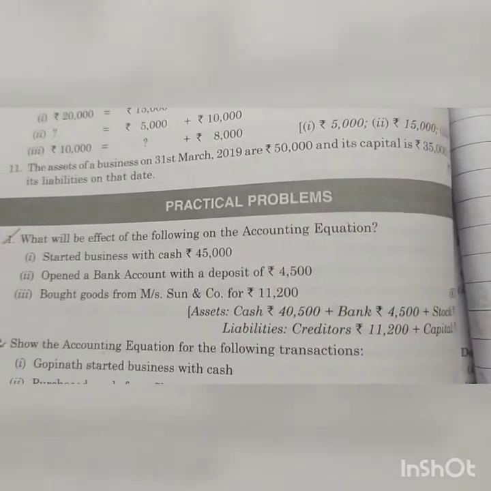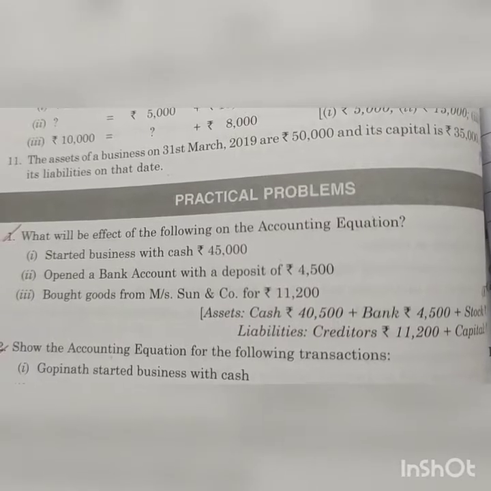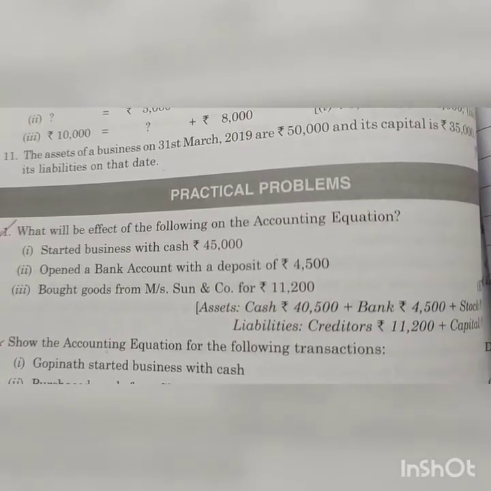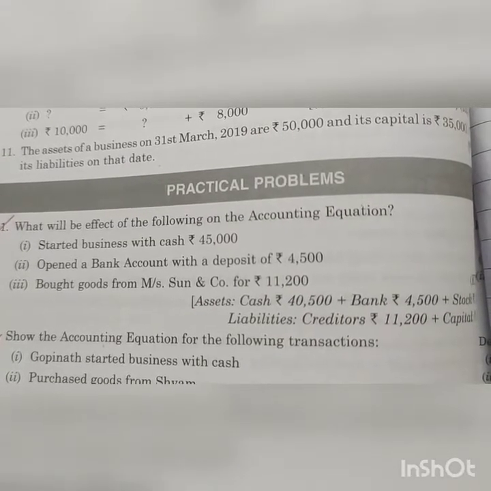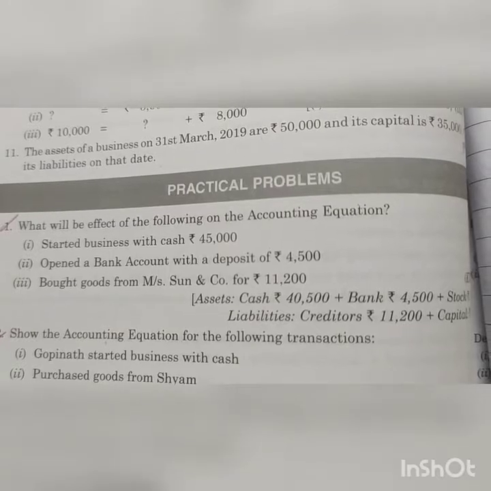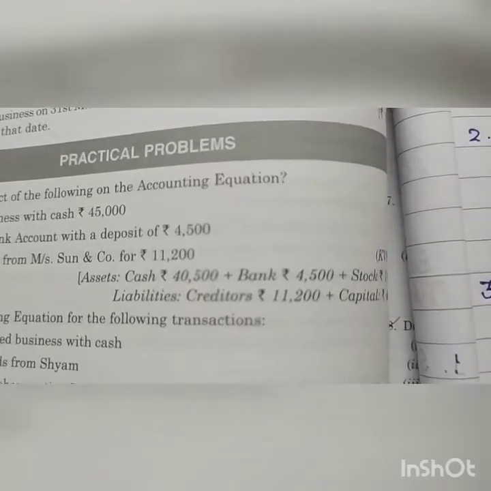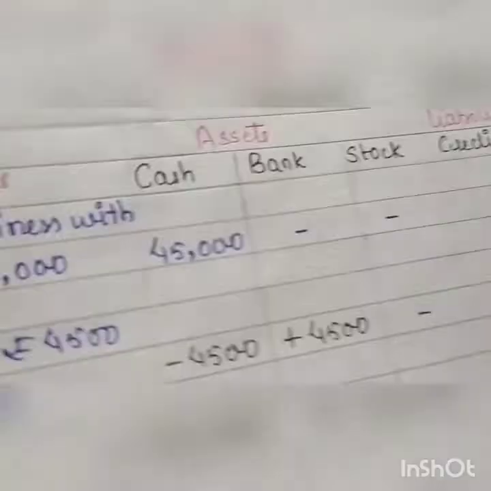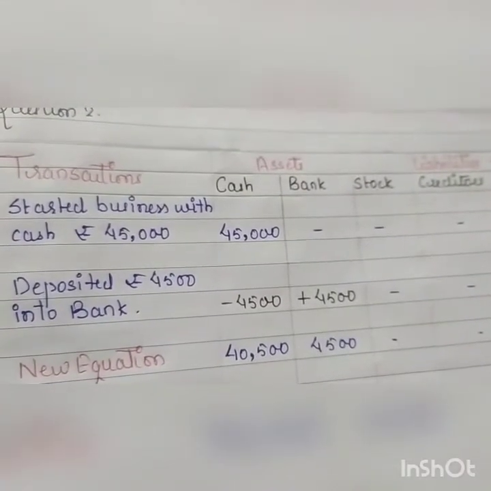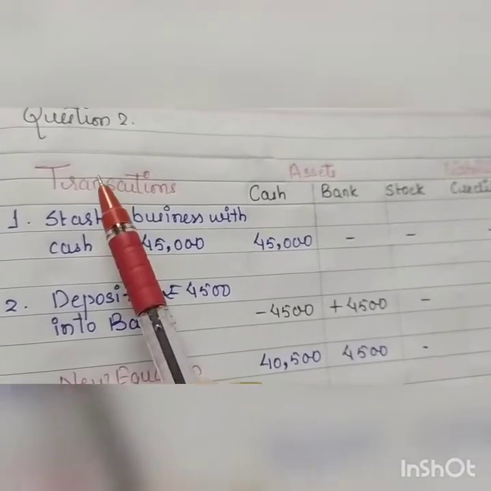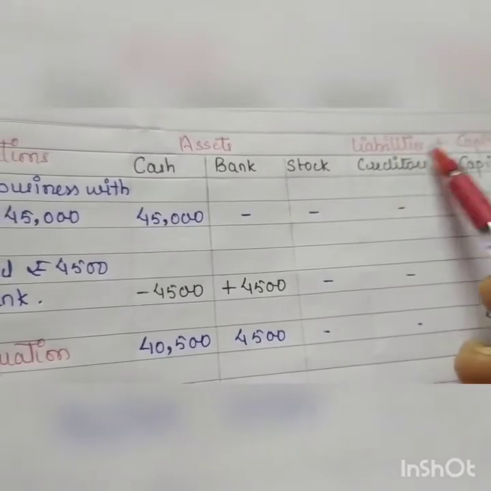Here one more question I am reading out. What will be the effect of the following on the accounting equation? Started business with cash rupees 45,000. Opened a bank account with a deposit of rupees 4,500. Bought goods from Messrs. Sun and Company for rupees 11,200. Here first column is for transaction, then assets. This side we have liabilities plus capital.